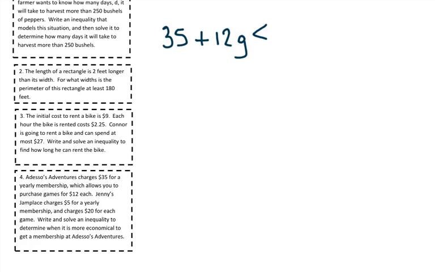So Jenny's Jam Place charges $5 for the yearly charge and $20 for each game. So we would have to add $20 for every game that you buy. So let's go ahead and solve this inequality. Remember that when we have variables on both sides, we need to get the variable on one side first. So I'm going to choose to subtract 12g from both sides.